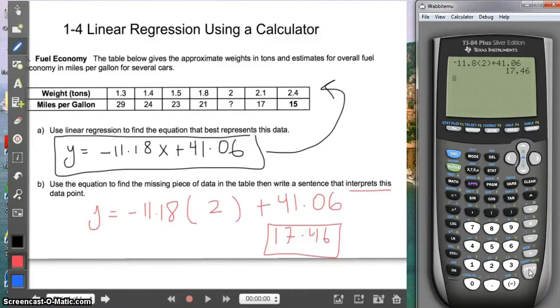And interpret means to tell what this value means. So it means for 2 tons, which is the weight, you have 17.46 miles per gallon. So this is miles per gallon. So you can say for 2 tons, the approximate or the overall fuel economy is 17.46 miles per gallon. And that's how you find linear regression.